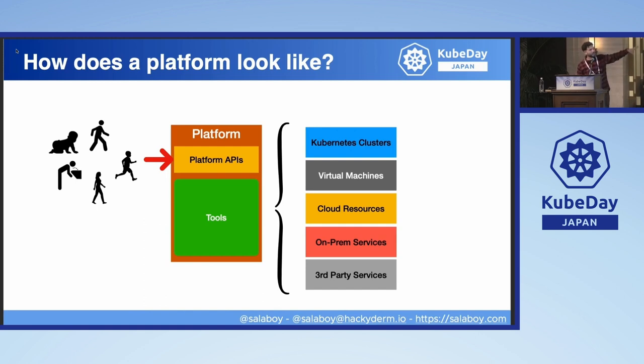If these teams are application development teams, they know how to interact with APIs for sure. So they can interact with the APIs, get the tools that they need, and configure them in a way that the company applies all the compliance, making sure that they can get all these tools secured by default by just interacting with these APIs. And the platform will use a bunch of tools to orchestrate Kubernetes clusters, virtual machines, cloud resources, some on-prem services, or even maybe third-party services that you want to consume, right?